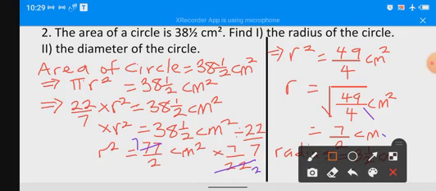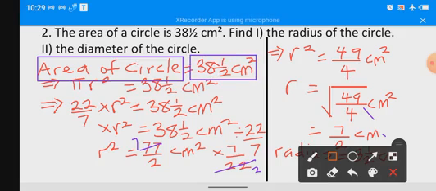We write down the information that is given. So the information that is given is the value for area of a circle. We are told that it is 38.5 centimeters squared. So we'll write area of a circle equals 38.5 centimeters squared.